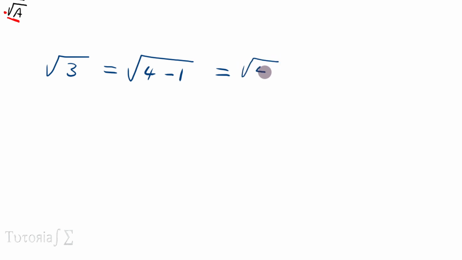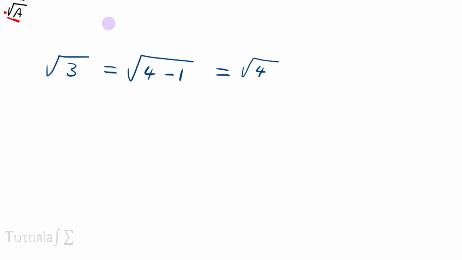Okay, so let's look at another. Let's say the root of 3. In this case we find the number that is a perfect root close to 3, especially after 3, so that is 4. So what number can we add or subtract to 4 to give us 3? So we can say minus 1. 4 minus 1 will give us 3. Then in this case we're going to have square root of 4.